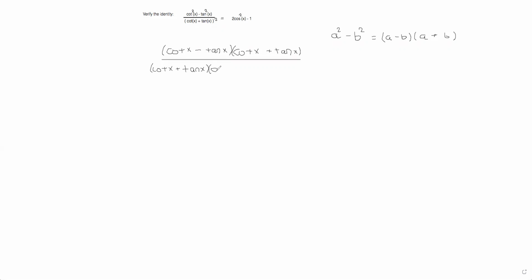Times itself. To be honest, I'm surprised my handwriting is this good considering I'm using a mouse right now. I'm really impressed with myself, to be honest with you.